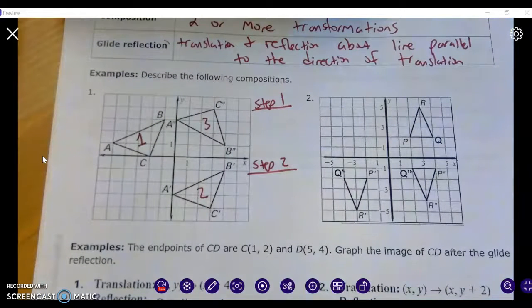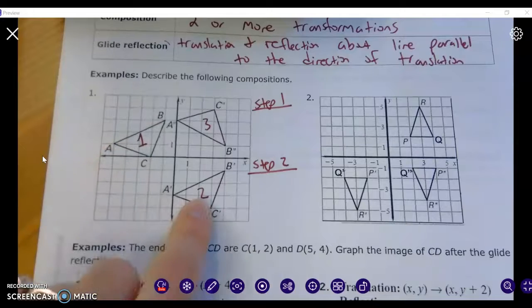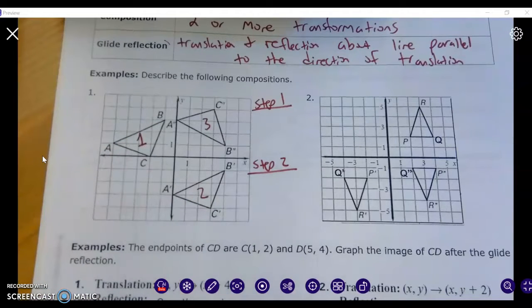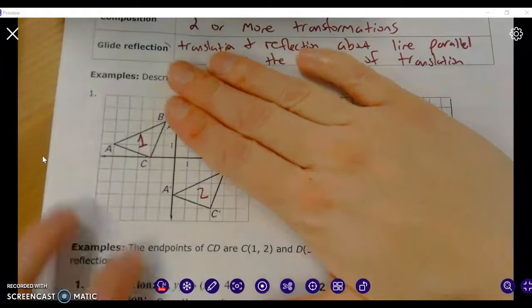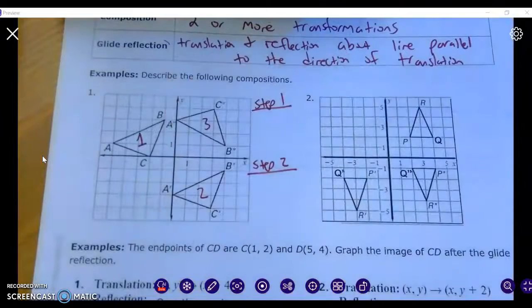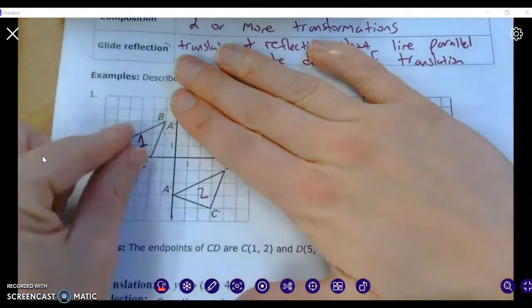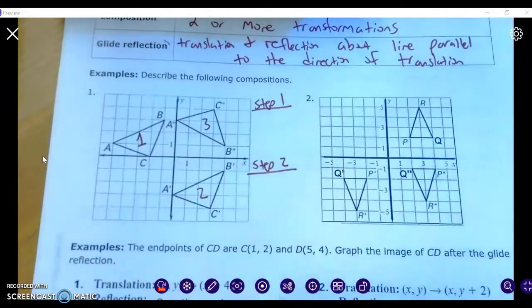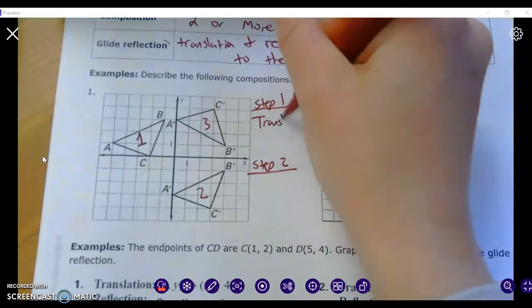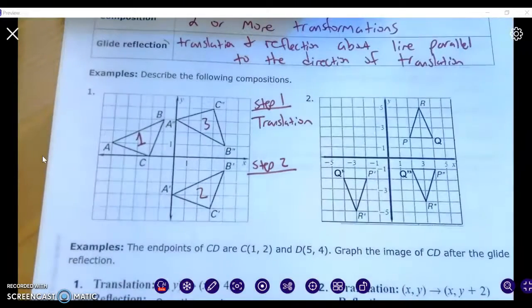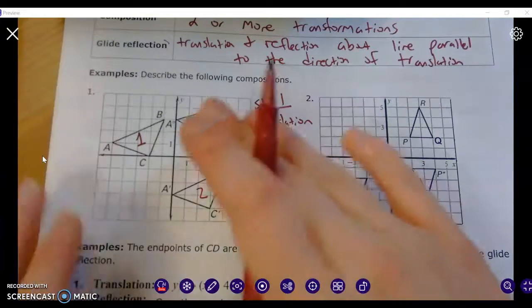So, step 1 is what happened to go from figure 1 to figure 2. Was that a translation, a rotation, or a reflection? So, to figure that out, look at the letters. Did the letters twist around? Okay, but if we look, the letters did not move, right? This was just a slide. Okay? So this was a translation. The letters did not rotate around or switch positions. They're still in the same spot.